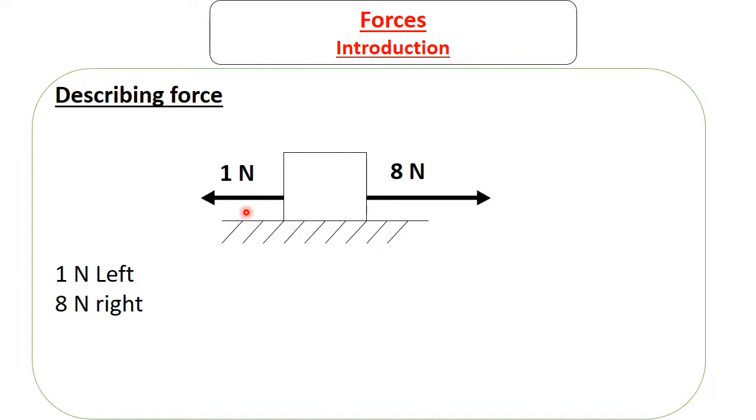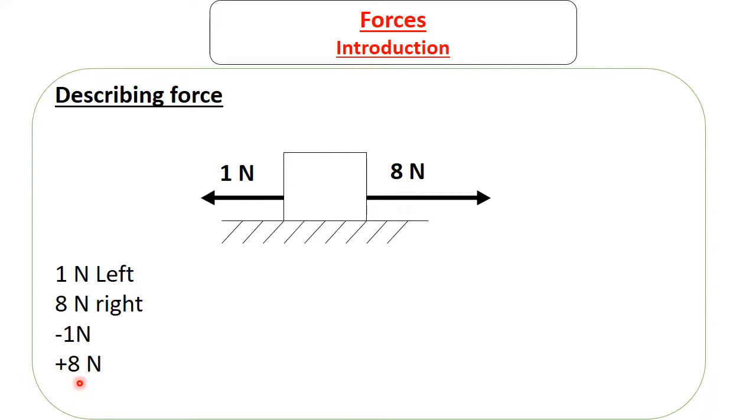Mathematically, instead of using left and right for calculation's sake, we can just assign signs. We can say this side, which is right, is going to be positive. So any force that is going to the right, we're going to give it a positive value, and any force that is going to the left, we're going to give it a negative value. So in such a case, the 1 Newton left is going to become negative 1 Newton, and the 8 Newton right is going to become positive 8 Newton.